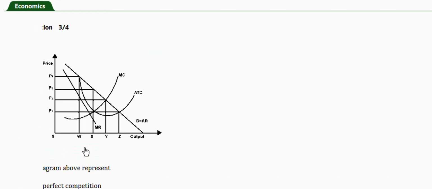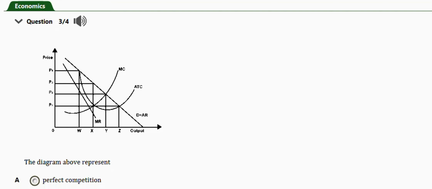This question is this one. It says the diagram above represents this. We have a perfect competition, demand curve, monopoly, and we have the last one to be competitive market. So the right answer is option C, which is this diagram represents a monopoly.